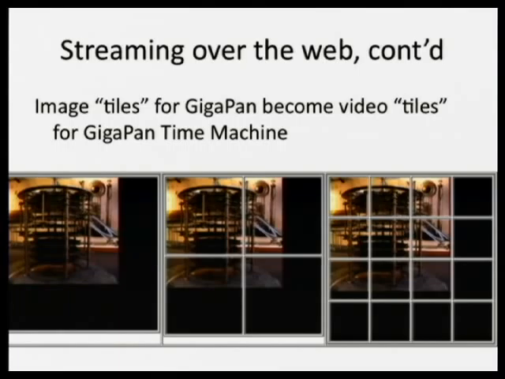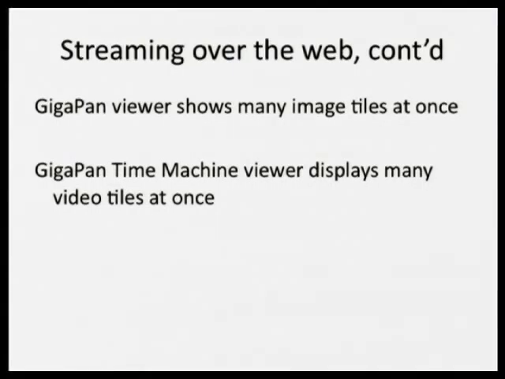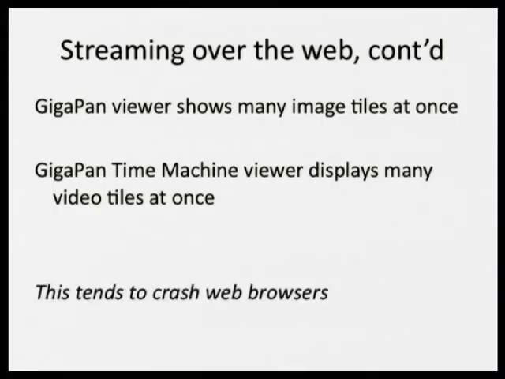For the time-lapse viewer, we replaced the image tiles with video tiles. So just like the standard Gigapan viewer is showing you maybe 20 or 30 little tiles all at the same time concatenated together on the screen, this viewer is putting 20 or 30 videos next to each other on the screen. That's a lot of videos for a web browser. As a consequence, it tends to crash the web browsers just a bit.